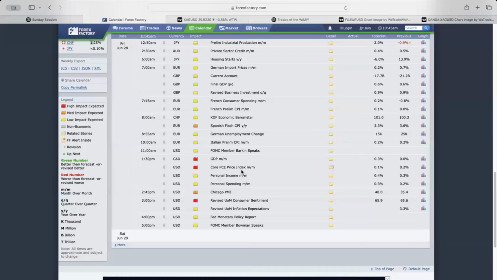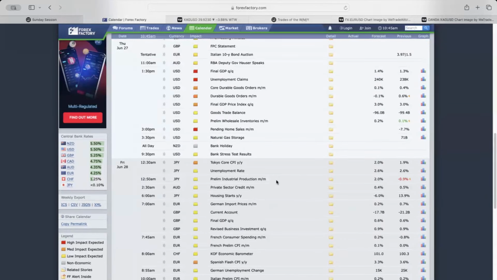Then we will have the PCE price index. Again, they're expecting this. This is one of the core KPIs which determines what inflation is doing in the United States. So again, if this drops, that means the next time the Feds meet, they will have extensive pressure to go for cuts in the interest rate. Okay, so that is what we are expecting for the interest rate and also for all the fundamentals.